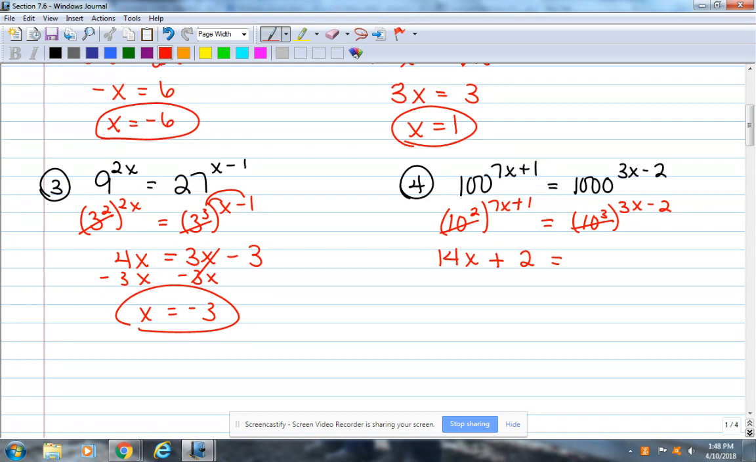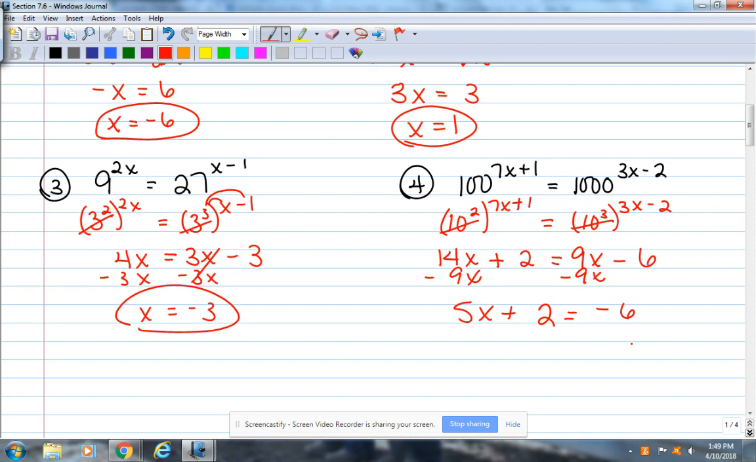3 times 3x is what? And 3 times negative 2 is what? Negative 6. Now I have to solve the equation for x. So I want to get my x's together. So how do I do that? So that gives me 5x plus 2 equals negative 6.